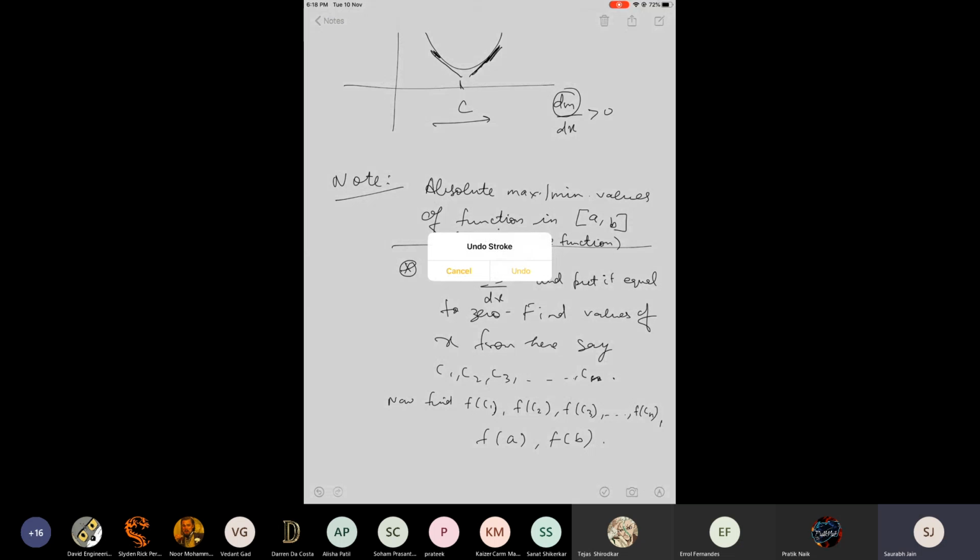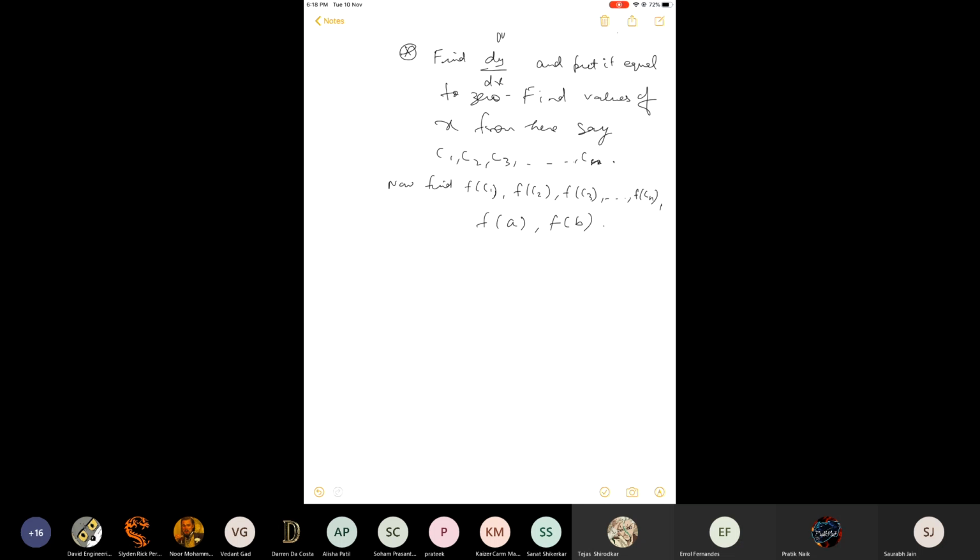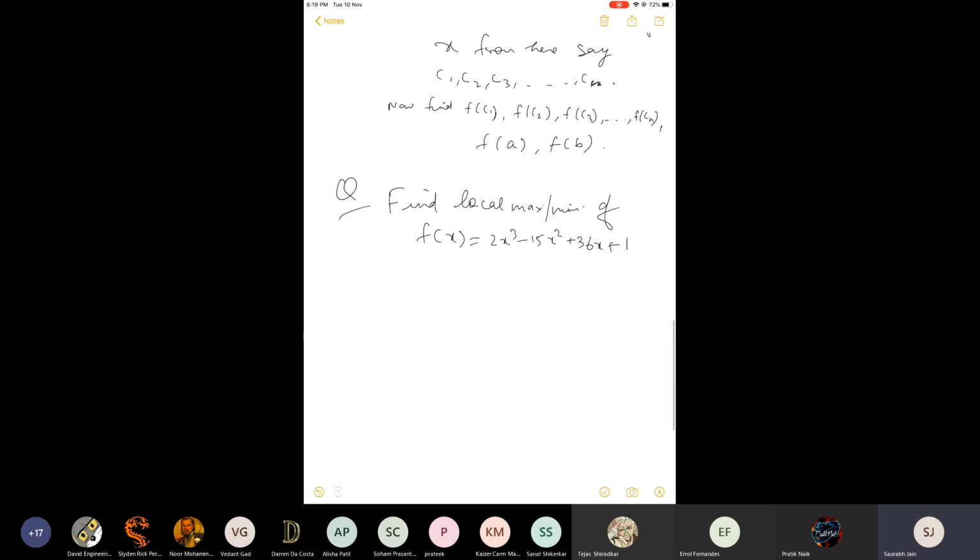Now let us do one thing. Let us solve some questions based on the second derivative test and this concept. Now let us take this question first. Find local maximum and minimum of f(x) equals 2x cube minus 15x square plus 36x plus 1. We will use the second derivative test here. Okay.